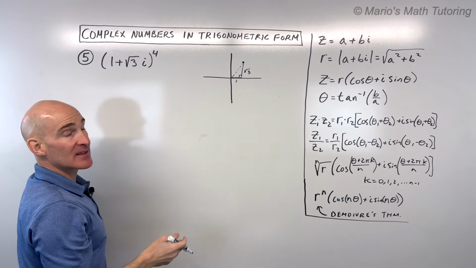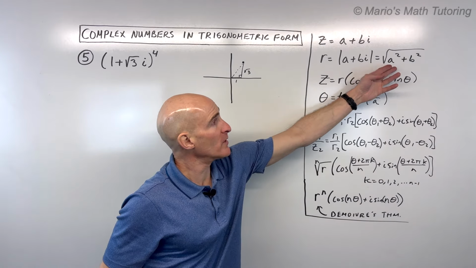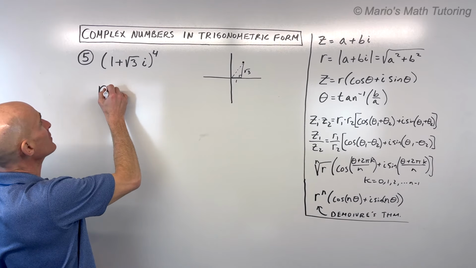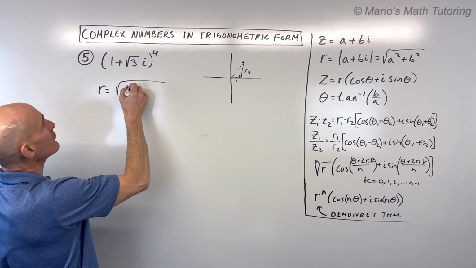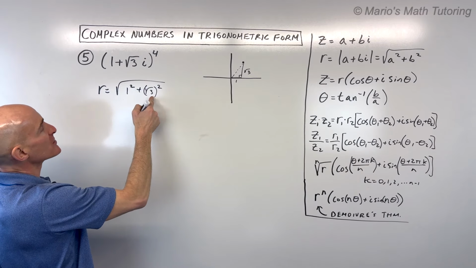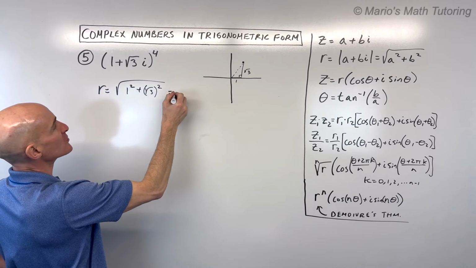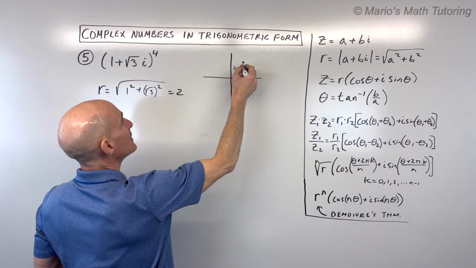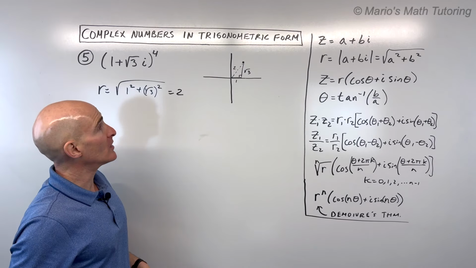So you can see that's like the radius there, but we can use this formula, square root of a squared plus b squared. So that'd be the square root of 1 squared plus square root of 3 squared. That's 1 plus 3 is 4. Square root of 4 is equal to 2. So that makes sense. That's like a circle with radius 2.